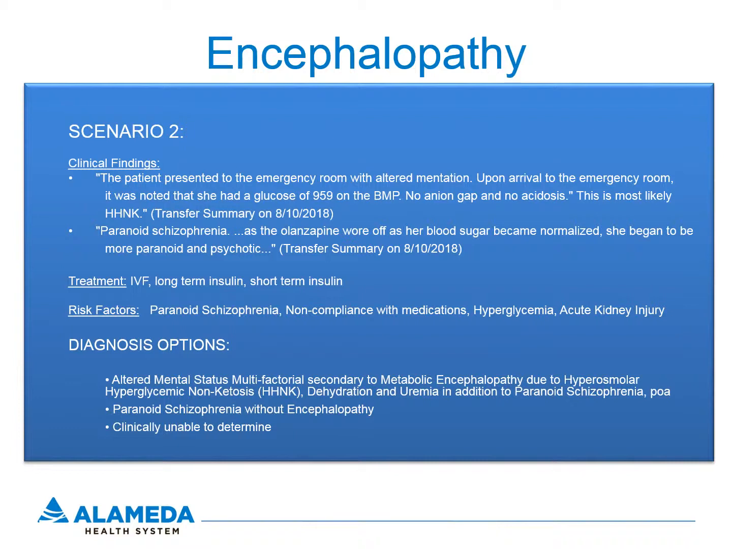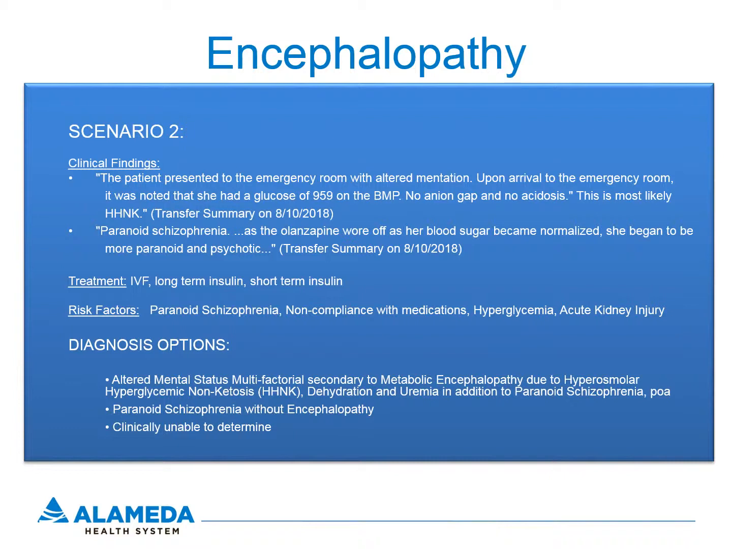The physician wrote that this is, quote, "this is most likely HHNK." That was in the transfer summary that was written. Another clinical finding is the patient has paranoid schizophrenia. As her medication wore off and her blood sugar became normalized, she began to be more paranoid and psychotic. That was also written on the transfer summary. So what was the treatment? This patient received IV fluids, long-term insulin, and short-term insulin.